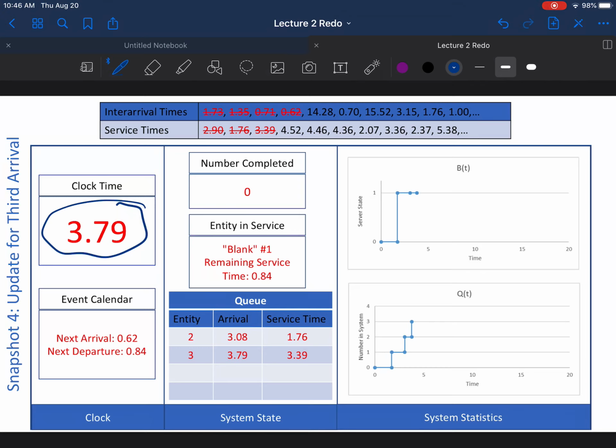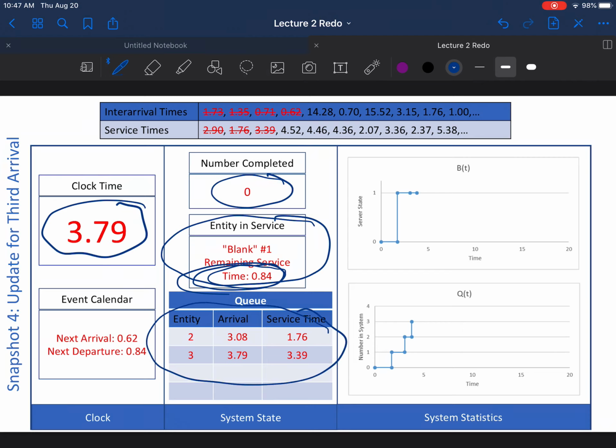If you went in the same kind of order that we did, then the next thing you should have thought about was that we still had 0 completed, because this 3.79 corresponded to the arrival of part number 3. Which means that this should all be the same except for the time. Remember, that should have been reduced by the 0.71. The Q should have had part 3, or entity 3, added to it with its arrival time of 3.79 and its service time of 3.39 from up here.